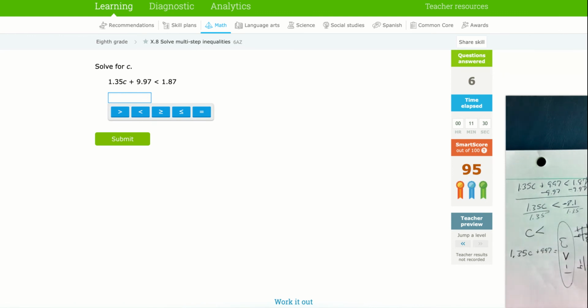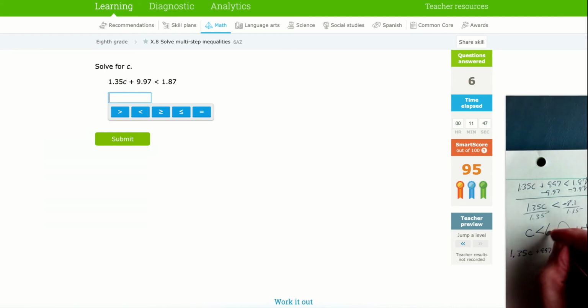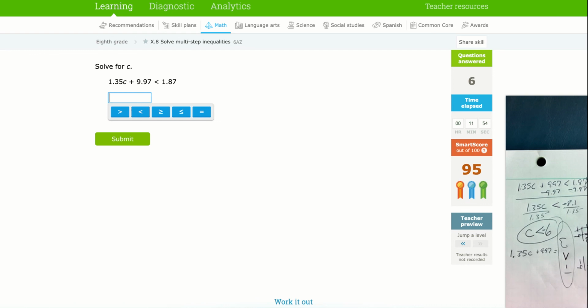And I'll get C is less than. So I'm just grabbing a calculator really quickly. I don't think you can see it on my screen, but I have a calculator on my screen, and I'm doing 8.1 divided by 1.35. So there's nothing wrong with using a calculator. And guess what that gives us? 6. By the way, it was a negative 8.1 divided by a positive, so it'd be negative 6. So I come over here and I type in C is less than negative 6.